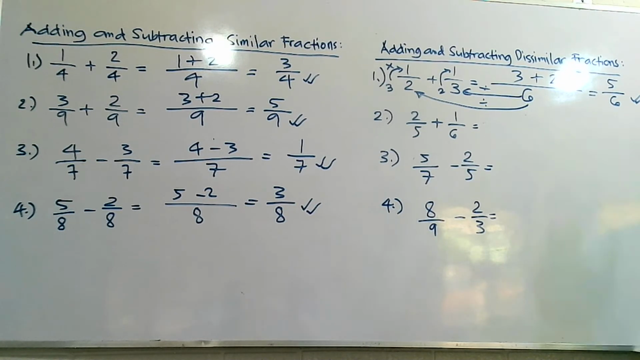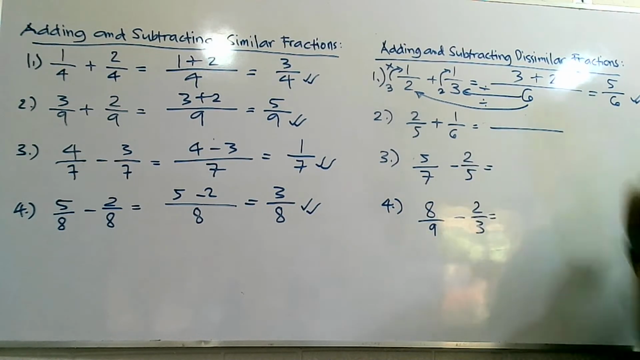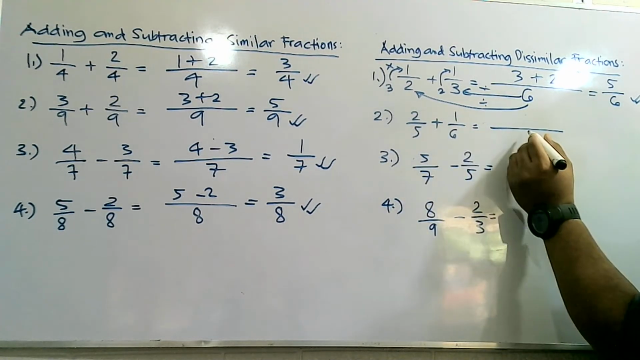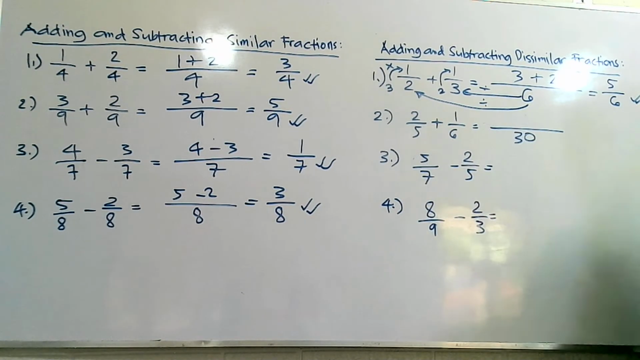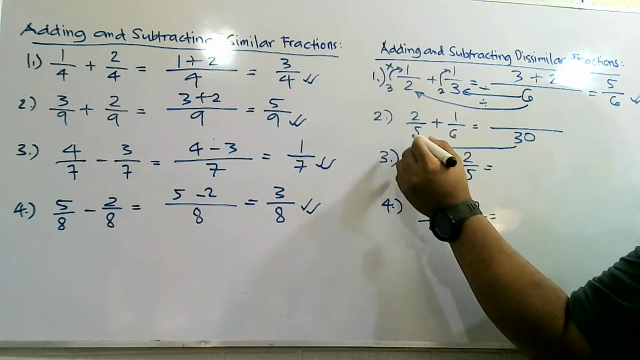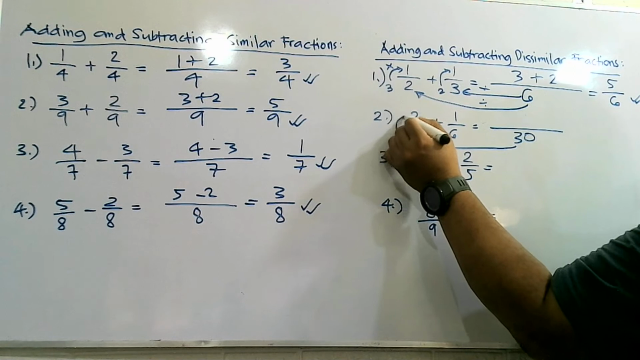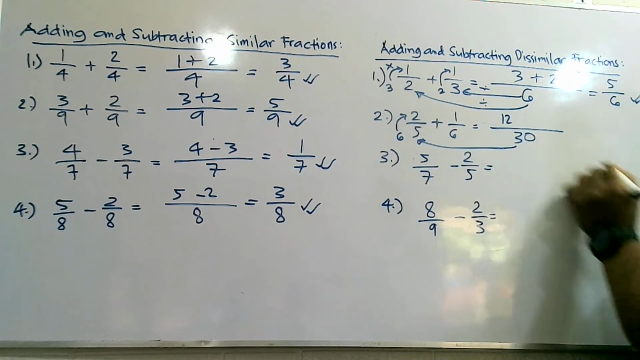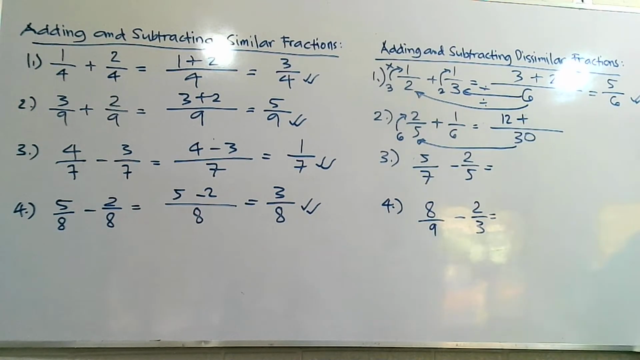Okay? Now, in number 2, again, LCD. Well, the LCD of 5 and 6 is 30. The same steps. 30 divided by 5 is equal to 6. And then you multiply it to the numerator. 6 times 2 is equal to 12. And then you write the addition.